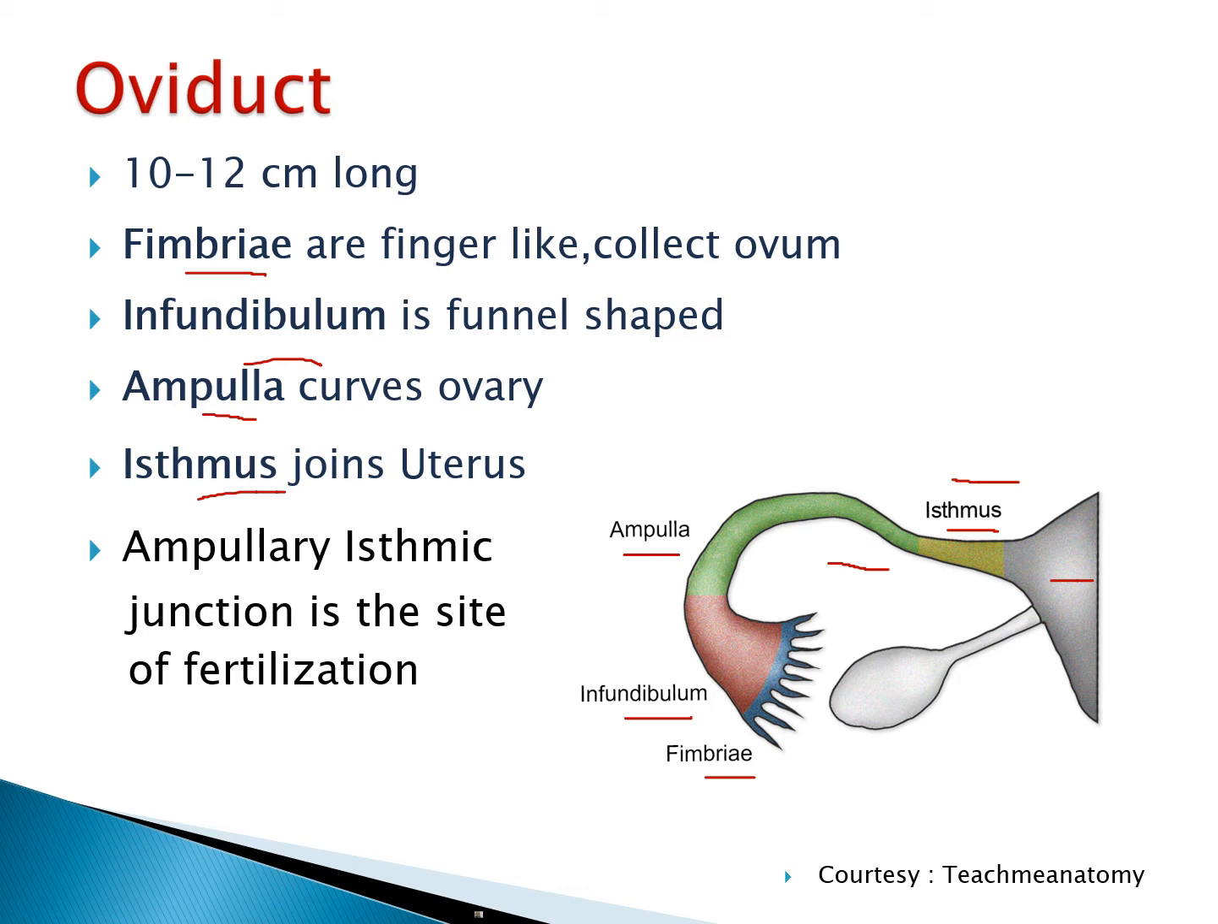The ampullary isthmic junction is the site of fertilization. That means once the egg is released from the ovary, it has to travel the path of the infundibulum, then to the ampulla, and finally at the ampullary isthmic junction, somewhere here, the fertilization of the ovum takes place.